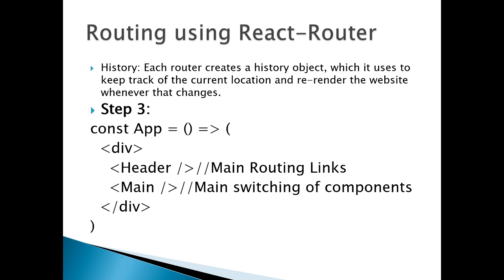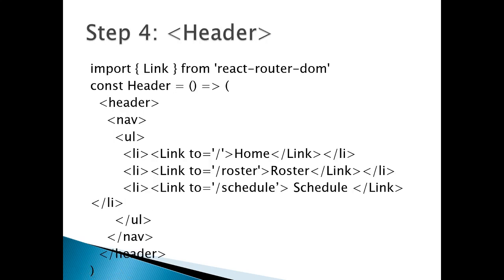As a third step, we need to create the components where we can perform the routing. So I have basically divided my application into two: the header part and the main part. The header part will display the links, and the main part will display the components. So switching between the components will be done in main, and your header will contain the links to these components. The fourth step is the header file.